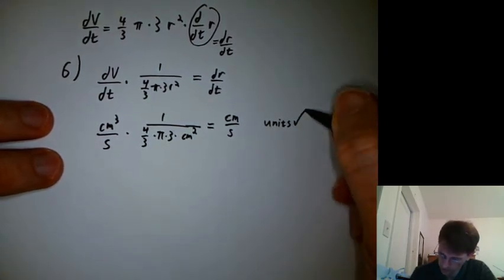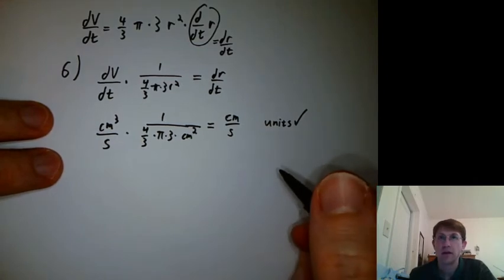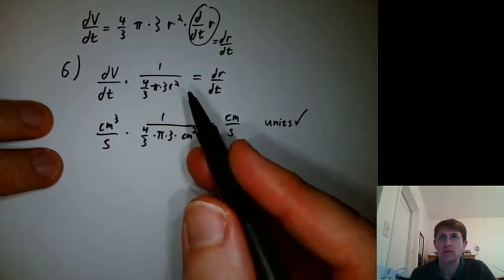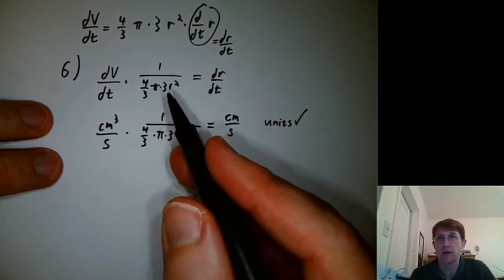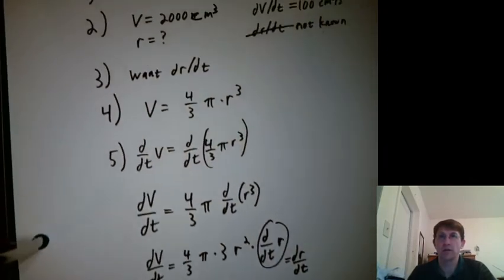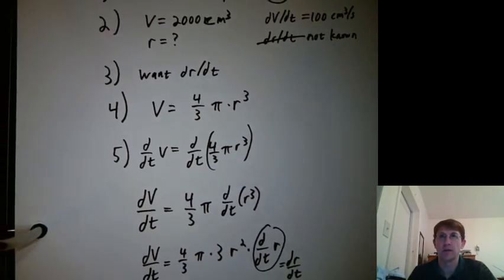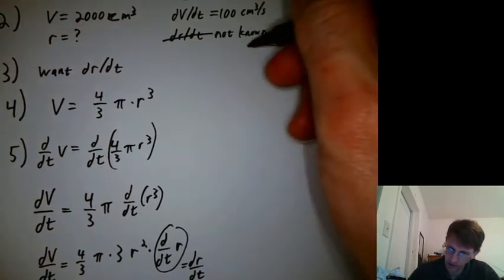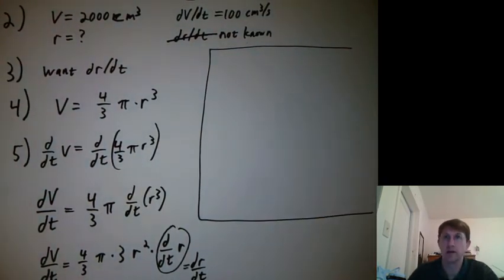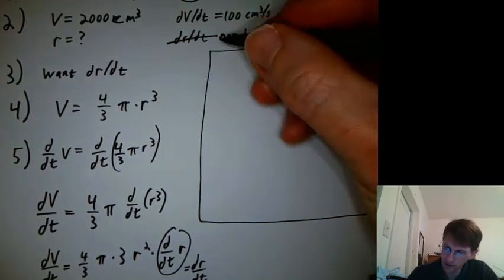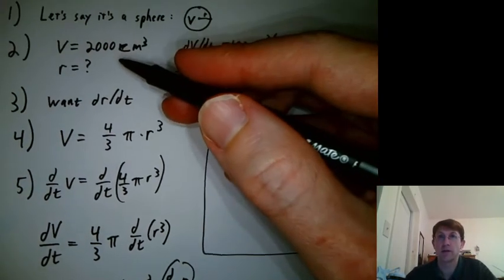So units check out. Now we know dv/dt, we know 4/3, we know pi, we know 3. We don't actually know r at this point. We had that as a question mark up at the top. So how can we solve that? Let's make a kind of sidebar here. We know that V equals 4/3 pi r cubed, and we know that V is 2000.